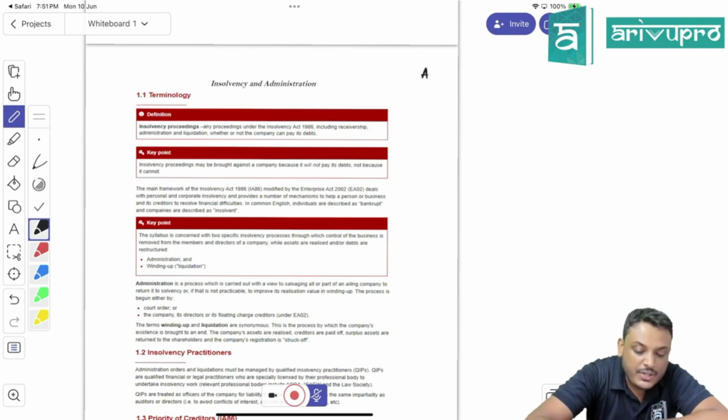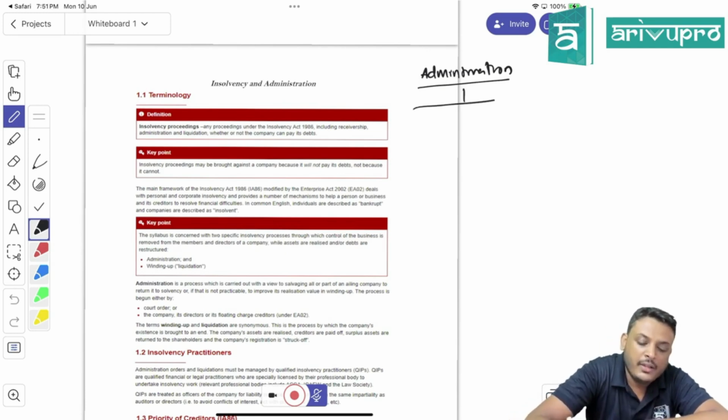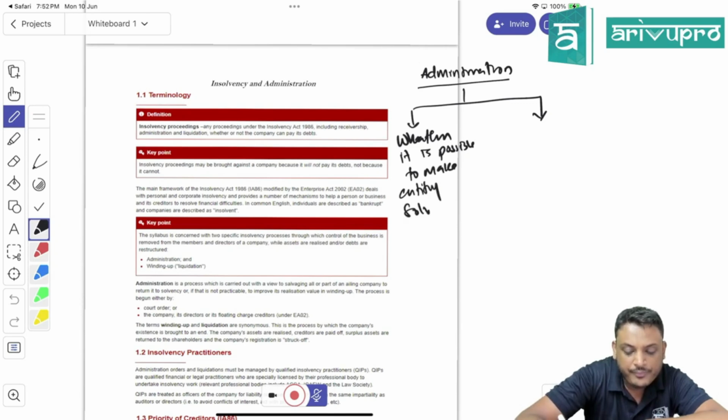What does administration mean? Actually, students, if you look at the term administration, we should see the possibilities of two things. Whether it is possible to make the entity solvent. Whether it is possible to make the entity solvent.